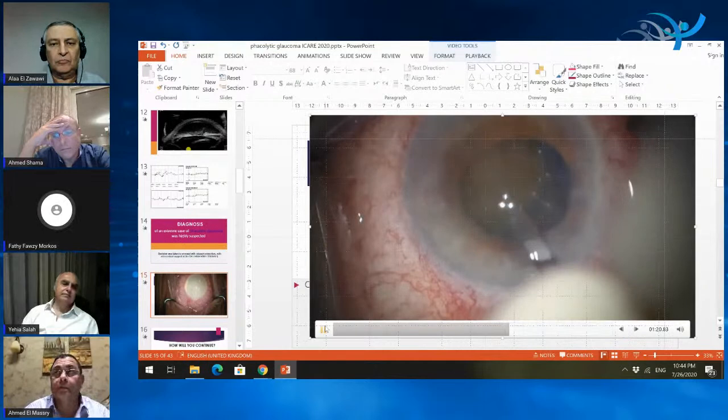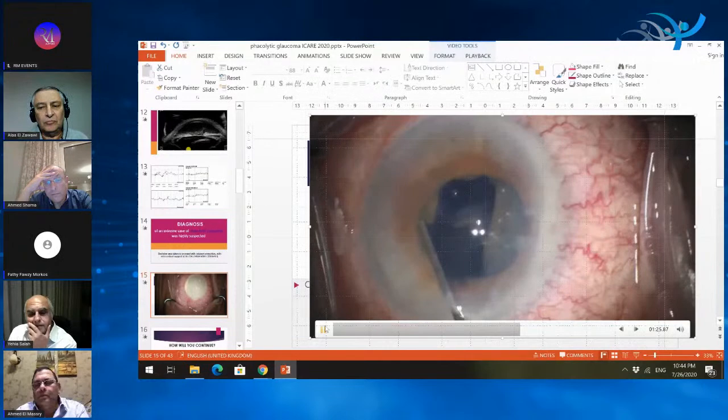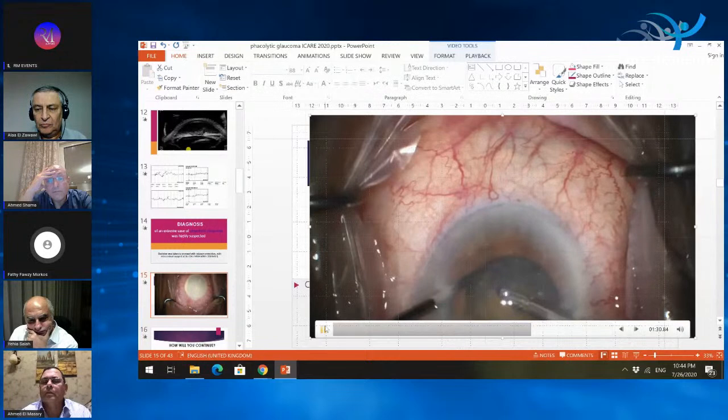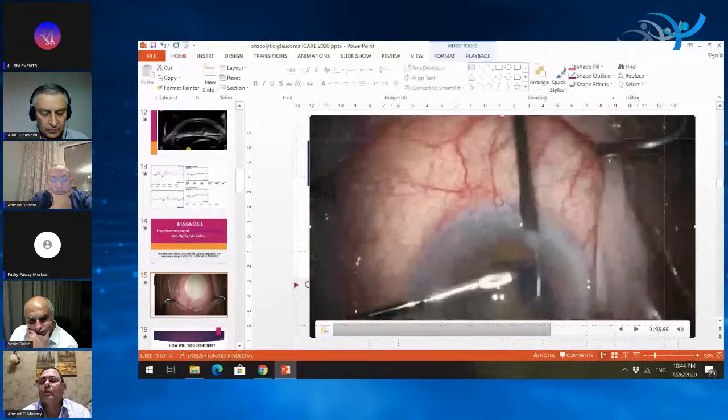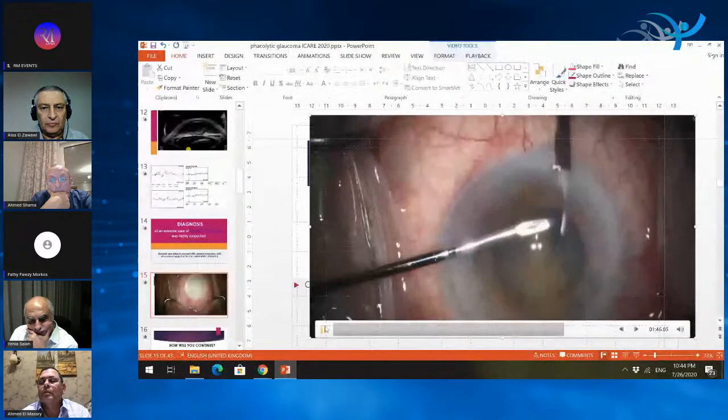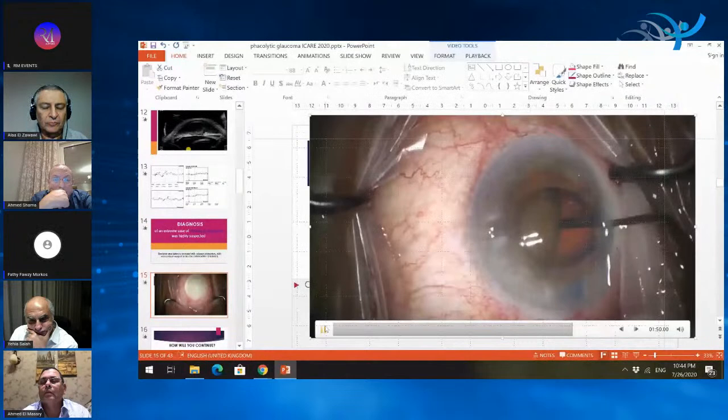That was stone hard. And now restaining the capsule. Obviously, it's impossible to do a regular capsulorhexis. So I'm now using a micro forceps and micro scissors to create a reasonable opening into the anterior capsule. Having got that opening, now I'm delivering this small endonucleus into the anterior chamber.